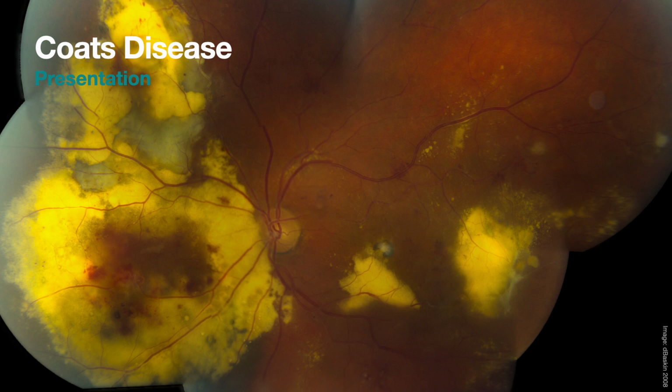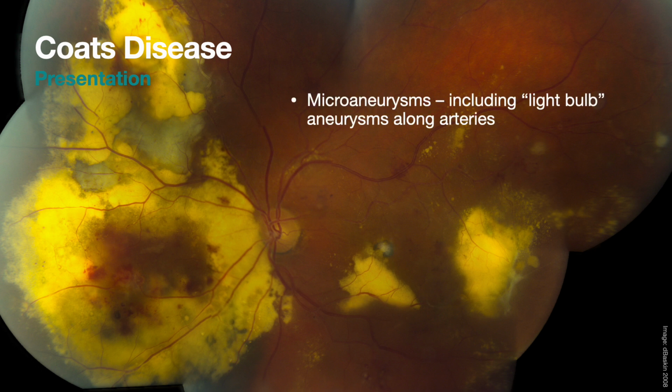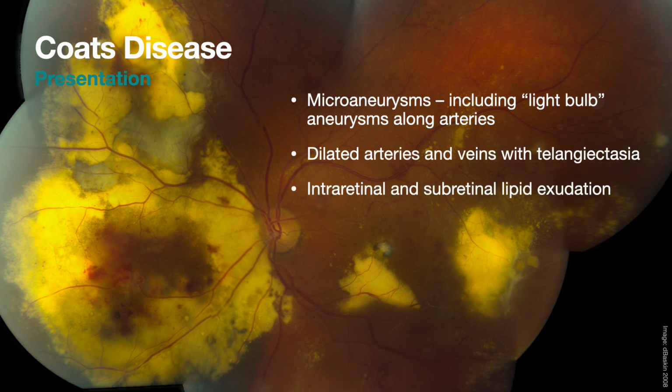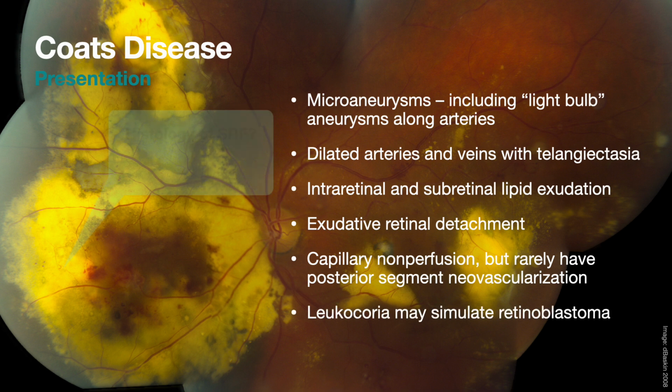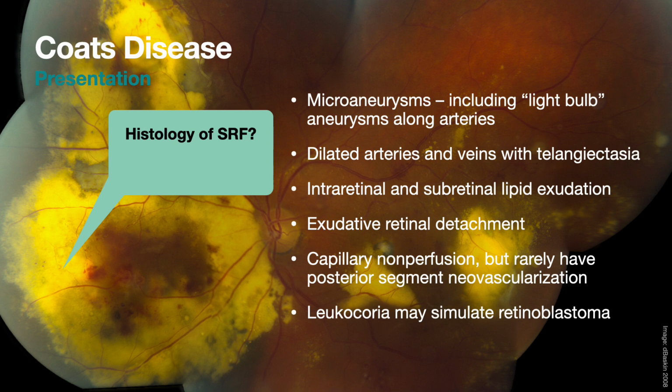Coats disease. Picture we saw earlier today. You see these light bulb aneurysms along arteries, dilated arteries and veins with telangiectasia, intraretinal and subretinal lipid exudation, exudative retinal detachment, capillary non-perfusion. Rarely have posterior segment neovascularization, though. Leukocoria may simulate retinoblastoma. You don't want to miss that. And what do we see on histology of SRF? This is, I think, a test question in the back of the book. Foamy histiocytes, cholesterol crystals.